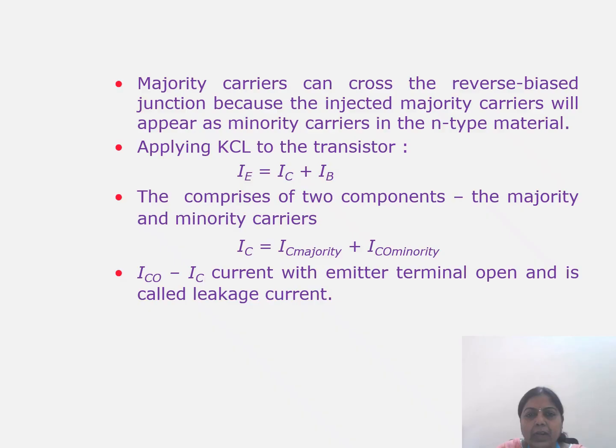Then the collector current comprises two components based on the majority and minority carriers. One we can call IC majority, then IC saturation, the minority current. That IC saturation current can be measured when the emitter terminal is open, and we can call this the leakage current.